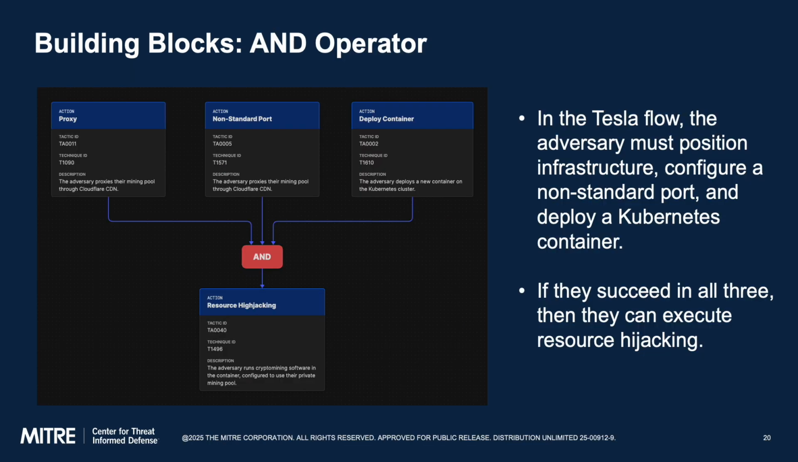Now here's an example of using the AND operator. This is excerpted from the Tesla flow. In this case, the adversary has several actions they need to perform, such as positioning their infrastructure, setting up a non-standard port for defense evasion, and also deploying a container. If all three of these actions execute successfully, then they can move on to the last action, which is their impact, resource hijacking.